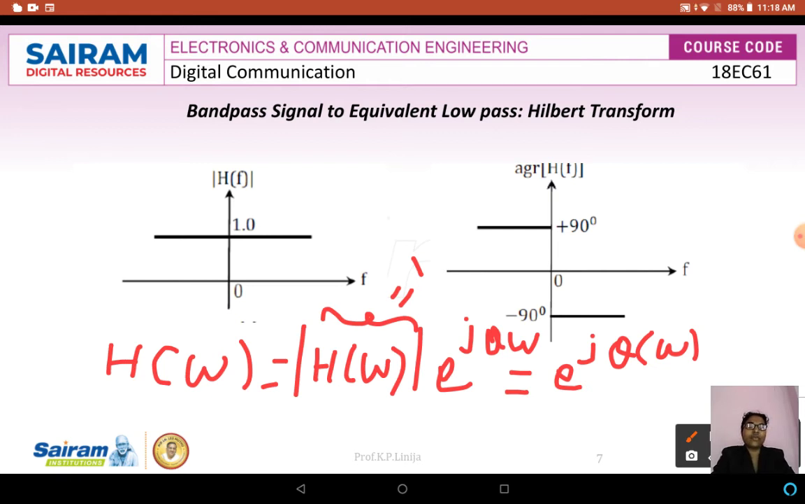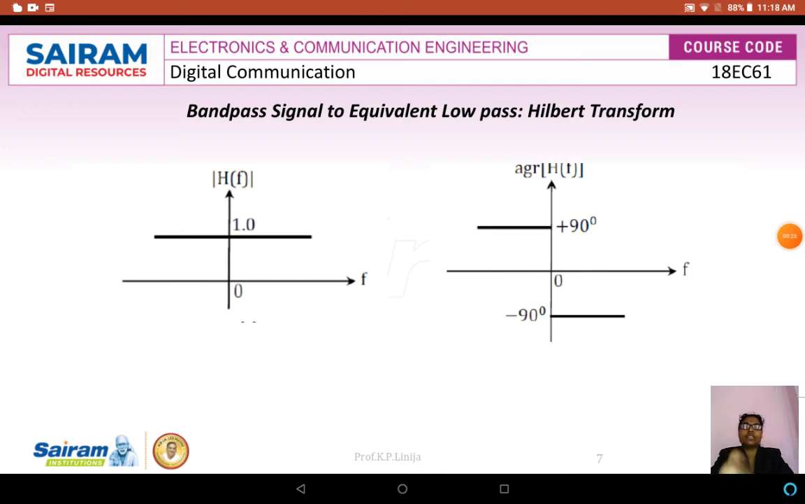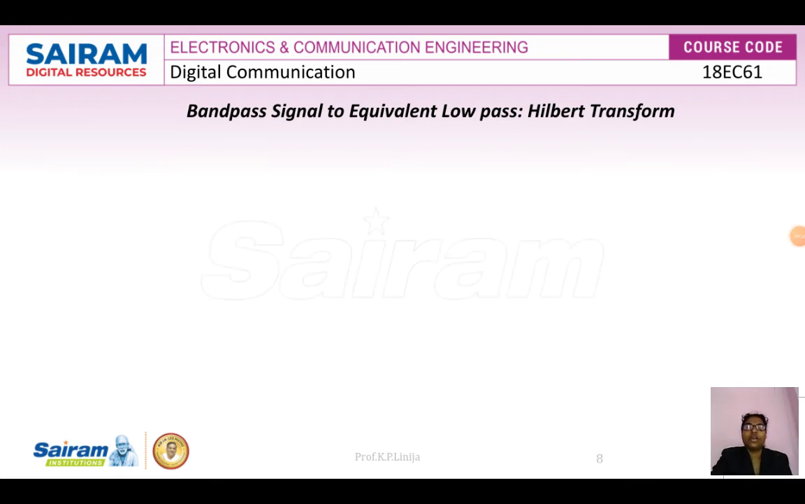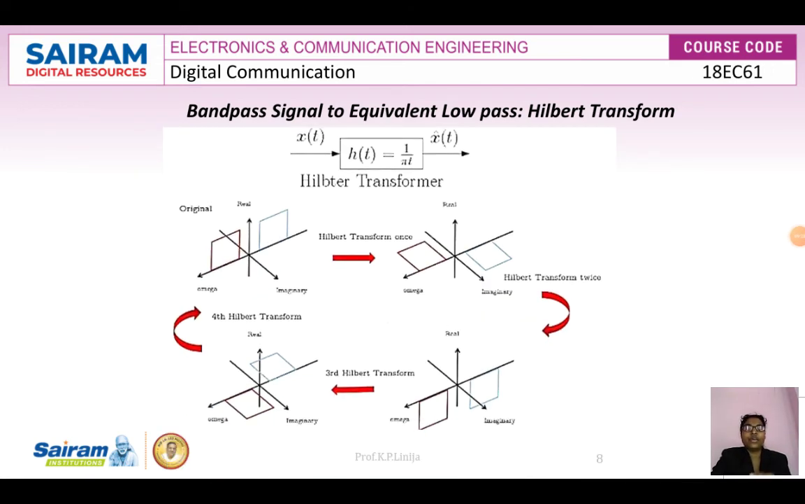This theta of omega is nothing but plus 90 degree for f less than 0 and minus 90 degree for f greater than 0. So this is all about the explanation of this graphical representation. Followed by this, we are going to analyze what I have explained, the minus 90 degree phase shift.